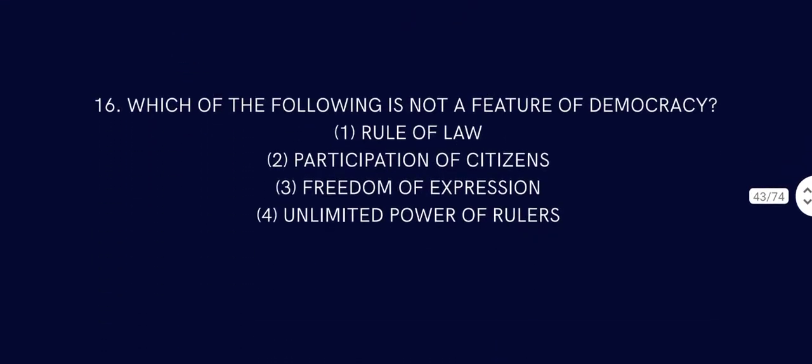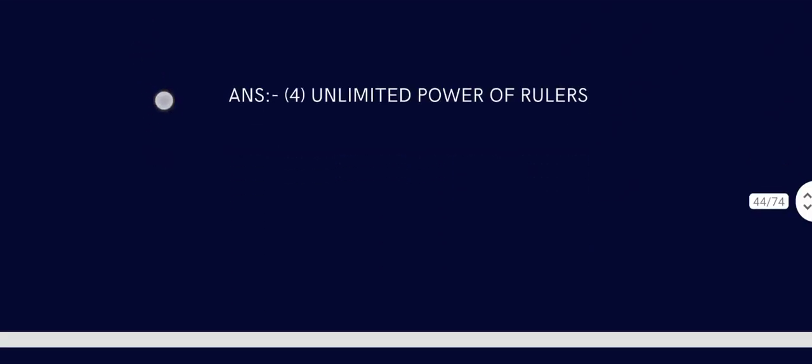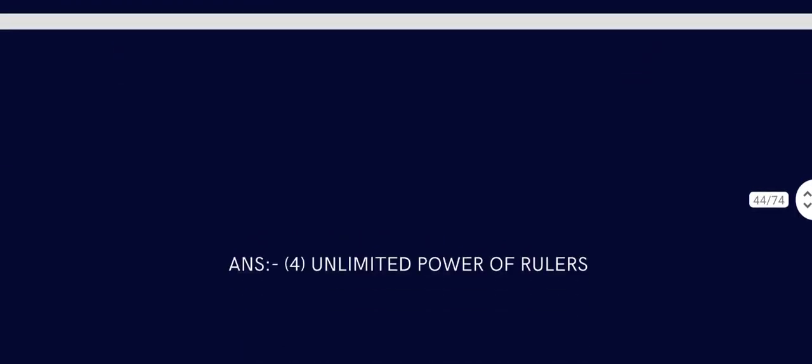Question number 16. Which of the following is not a feature of democracy? Rule of law, participation of citizens is a feature of democracy. Freedom of expression is a feature of democracy. Unlimited powers of rulers, that is not a feature of democracy. But nowadays it's kind of different. So the answer is unlimited powers of rulers, that is not a feature of democracy.